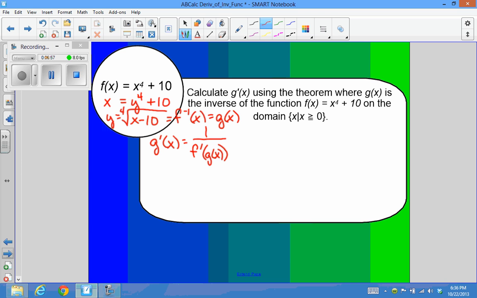So therefore g prime of x would be 1 over f prime of g of x. Well, g of x is my fourth root of x minus 10.